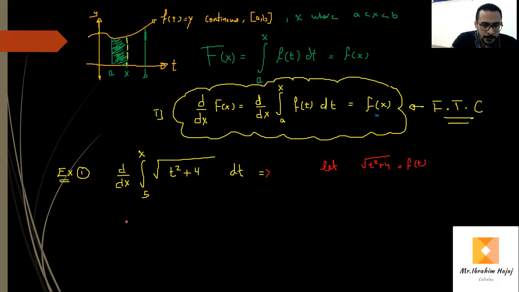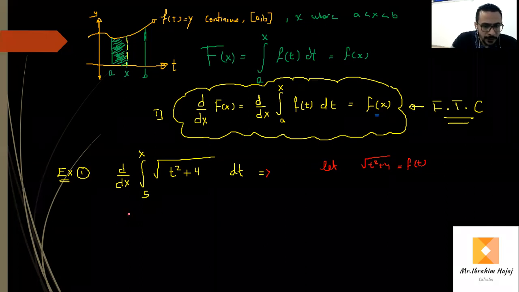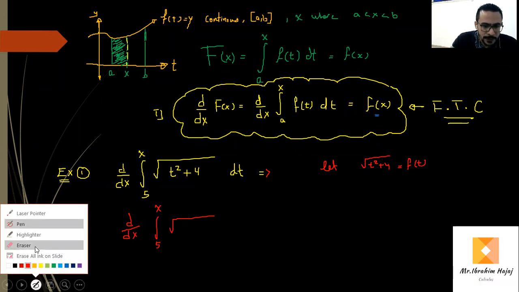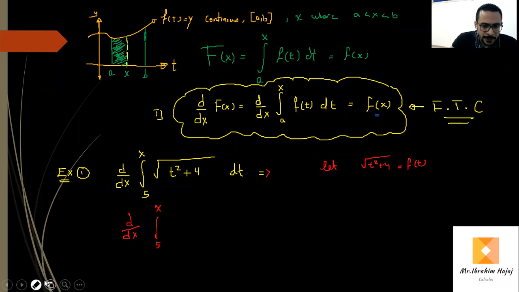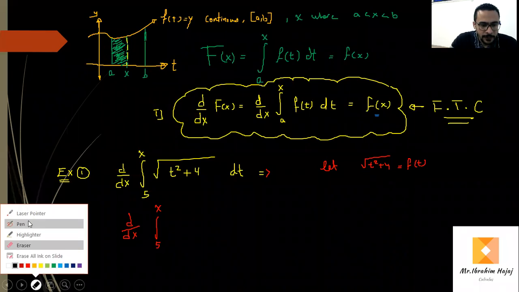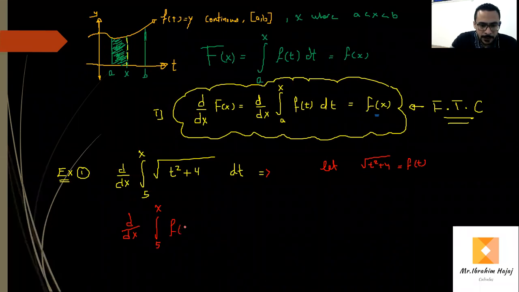Okay, and then d over dx of the integral from 5 to x of this function. Here, for f of t, we replace the square root of t squared plus 4 with f of t, because we let it be f of t, lowercase, dt. This should be equal to f of x.